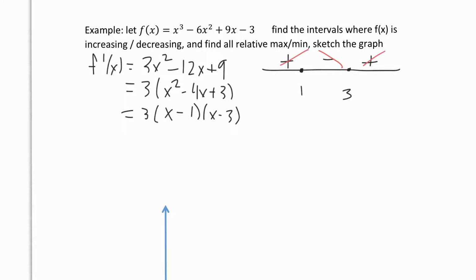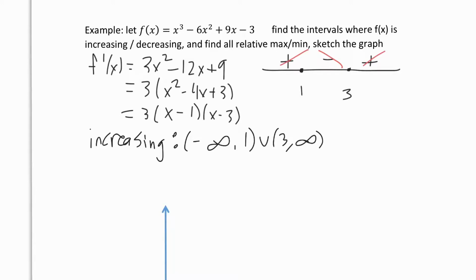So let's label those intervals. So where do we have increasing? It's increasing on, well, negative infinity to 1, union 3 to infinity. Again, we use round brackets because it's not technically increasing at that point. It's a maximum or minimum. It stopped increasing or decreasing. And it is decreasing. Well, it's decreasing from 1 to 3.